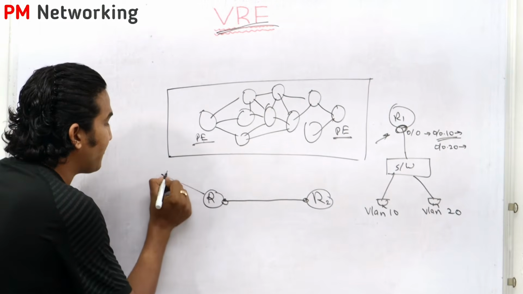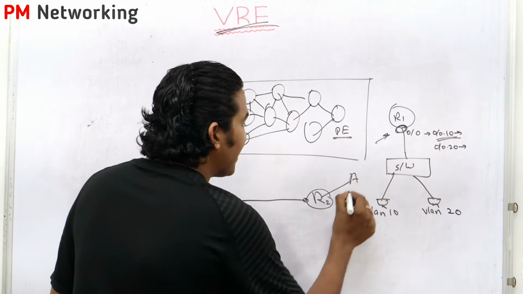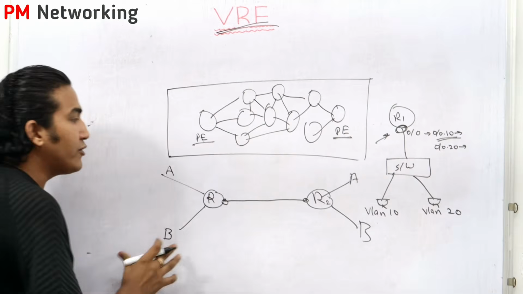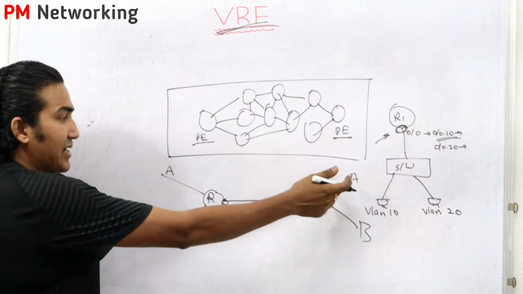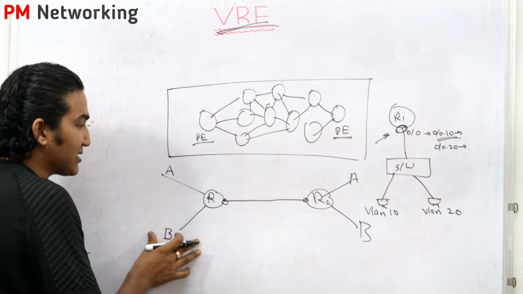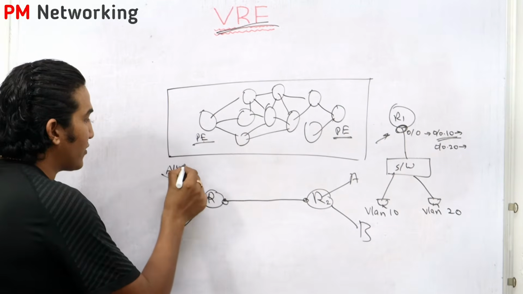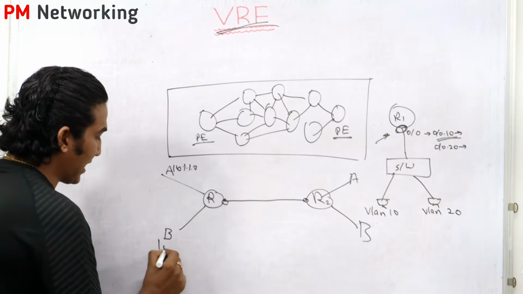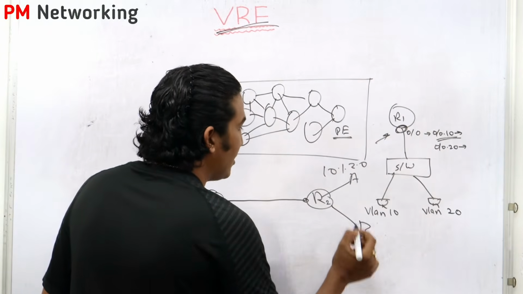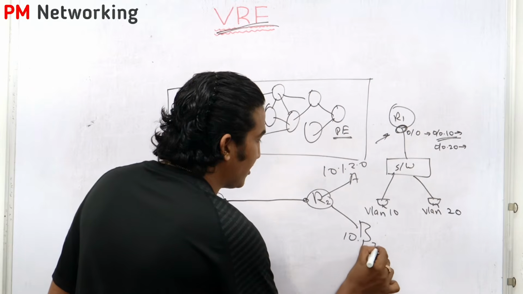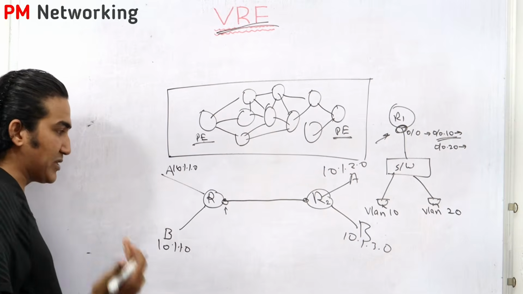Let's say here this is VRF A, this is VRF B, this is VRF A, this is VRF B. I need to connect customer A to customer A network, other side of customer A, and customer B to customer B, right? Let's say customer A has IP 10.1.1.0, here also 10.1.1.0, here 10.1.2.0, here 10.1.3.0. So what I can do here, I can divide this physical interface into virtual interfaces.